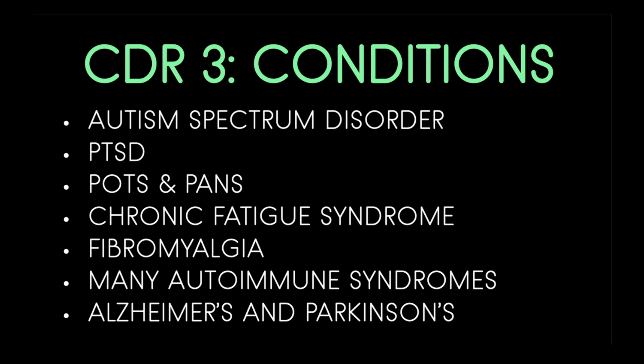So specific conditions that are characterized by too much CDR3 activity are autism spectrum disorder, PTSD, POTS and PANS, chronic fatigue syndrome, fibromyalgia, many autoimmune syndromes, and Alzheimer's and Parkinson's. The actual list is very long, but this just gives you an idea of some of the conditions that are associated with persistent CDR3 activity.